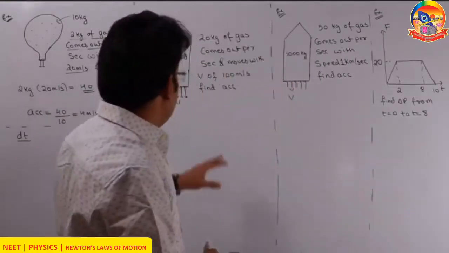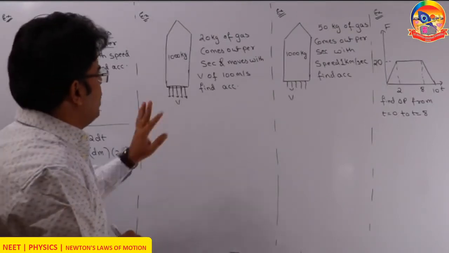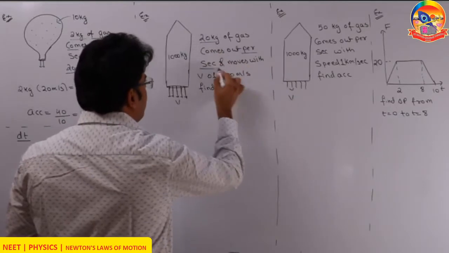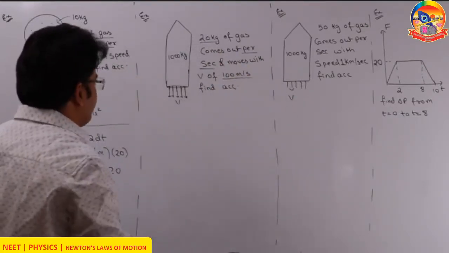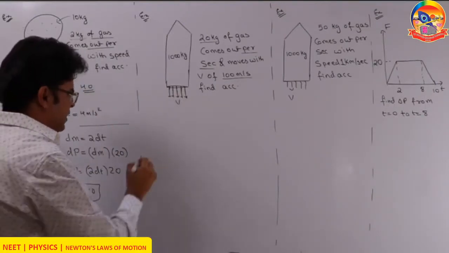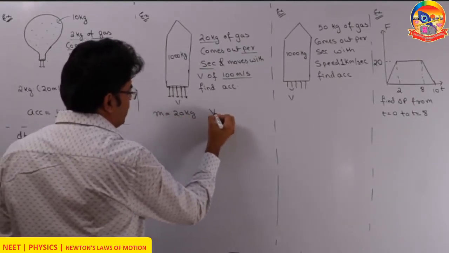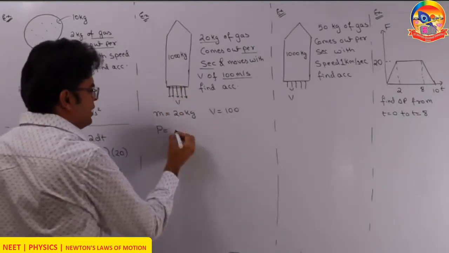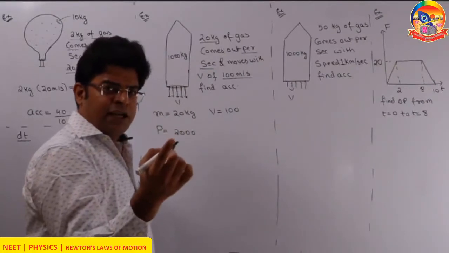Next example, there is a rocket standing on Earth. 20 kg of gas comes out per second and moves with velocity of 100 meter per second. Find the acceleration. So now here, if 20 kg comes out per second, I will work for 1 second. In 1 second, the mass that comes out is 20 kg. The speed with which it comes out is 100. So the momentum transferred to gas per second is 2000. The momentum transferred per second itself is the force.